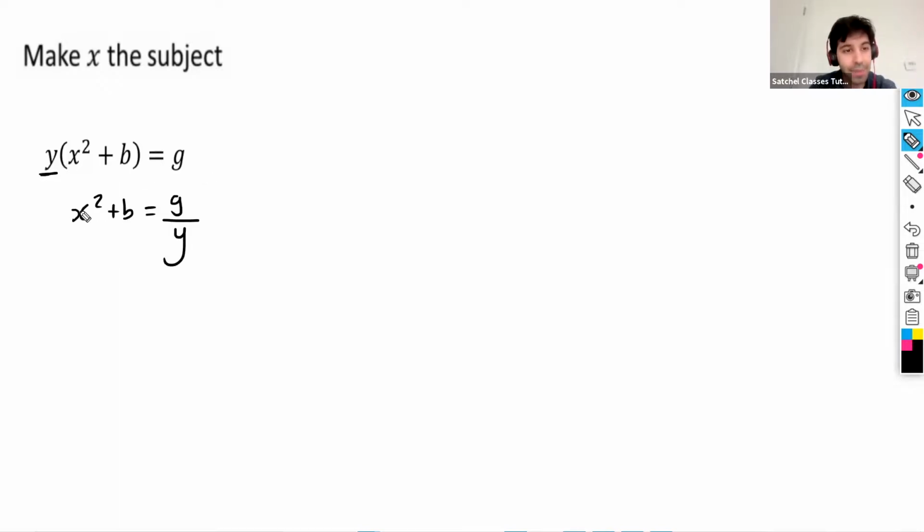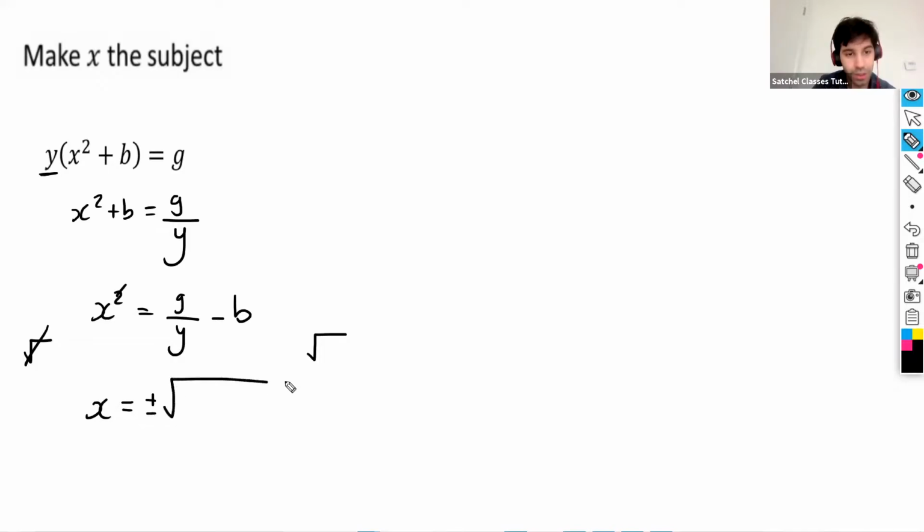And now we are adding b to x squared, so we would have to subtract b from both sides to get rid of this addition of b. So x squared is equal to g over y minus b. Now, because we are squaring x, what's the opposite of squaring? Well, the opposite of squaring is square rooting. So we would have to take the square root of both sides. So this and this will cancel out. Therefore, x is equal to plus minus the square root of g over y minus b. And that would be our answer.